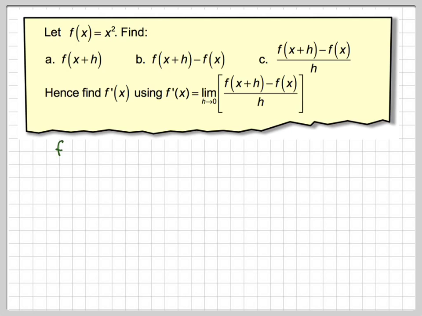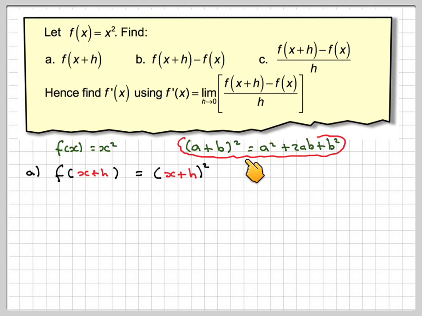So we've got f of x is equal to x squared. First of all, we're asked to find f of x plus h. So that means instead of x in here, I now put x plus h. Now to expand a plus b all squared, you need to use the binomial theorem, which is a squared plus 2ab plus b squared. So applying that to this, we're going to get x squared plus 2xh plus h squared.